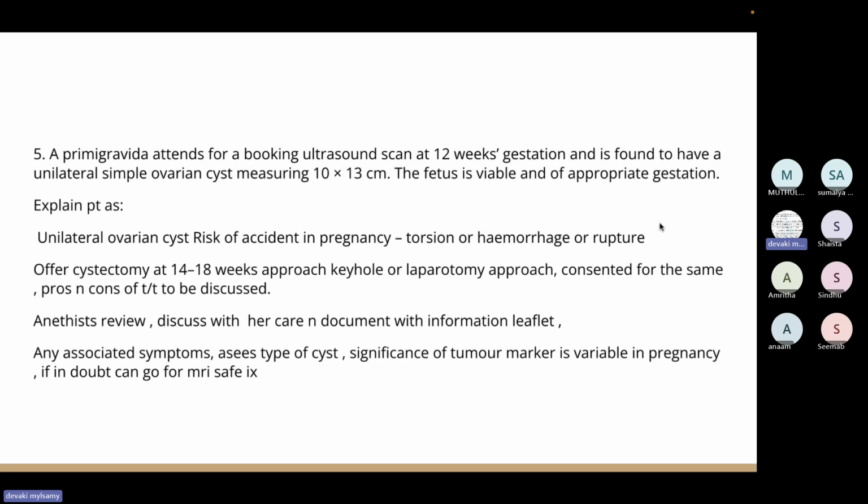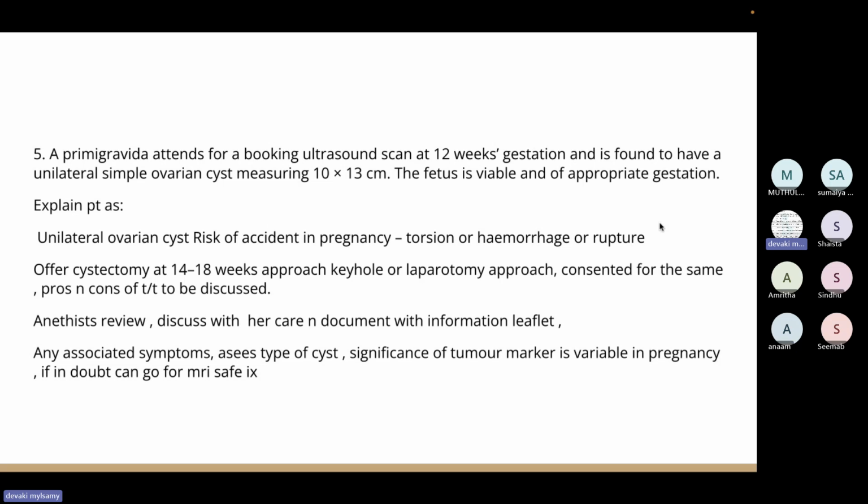But if expertise is not available, then laparotomy also needs to be discussed. The patient will be consented for the same. Pros and cons will be discussed. So that consent is important. The pros and cons of the procedure need to be discussed.